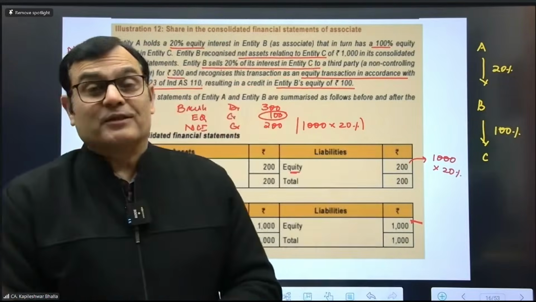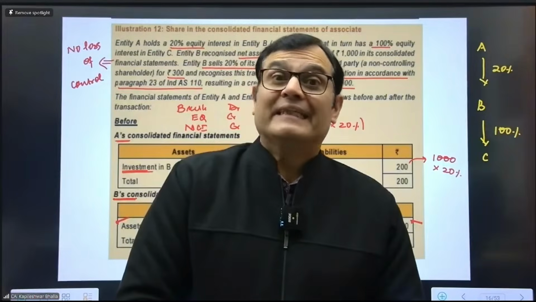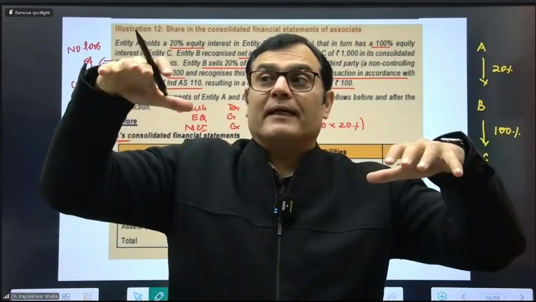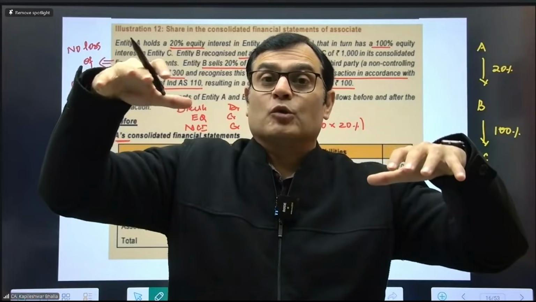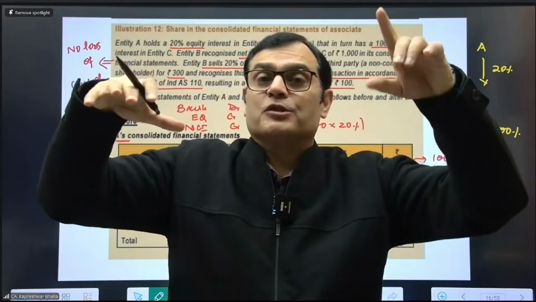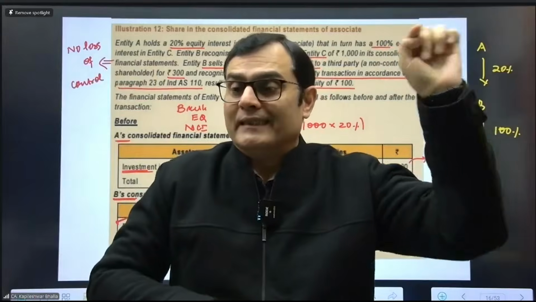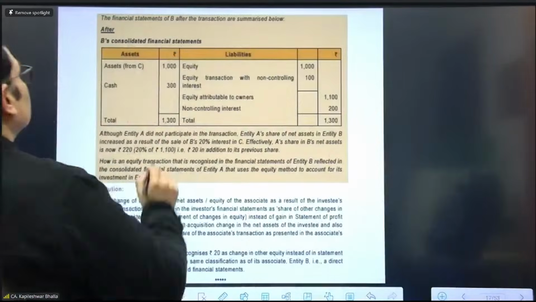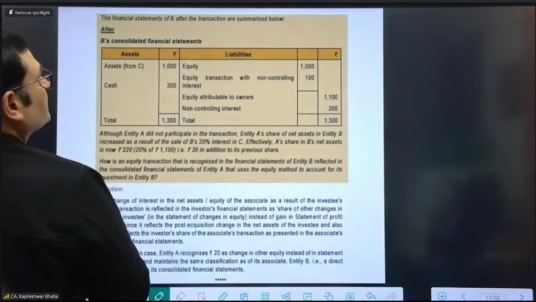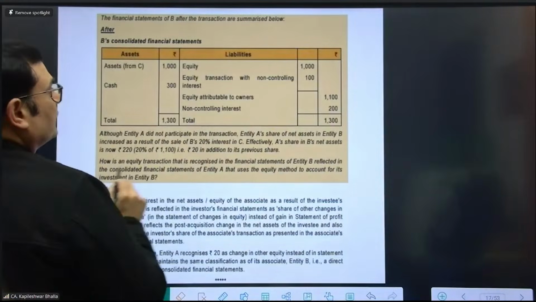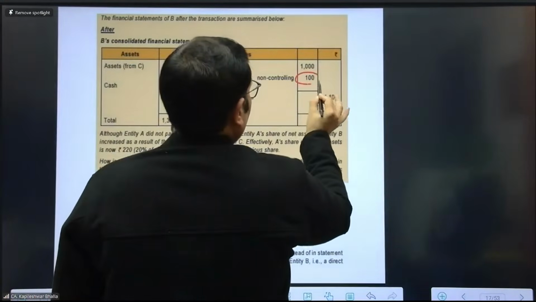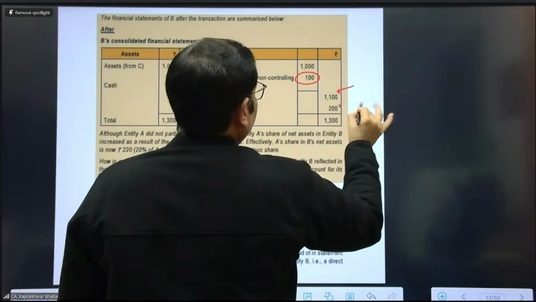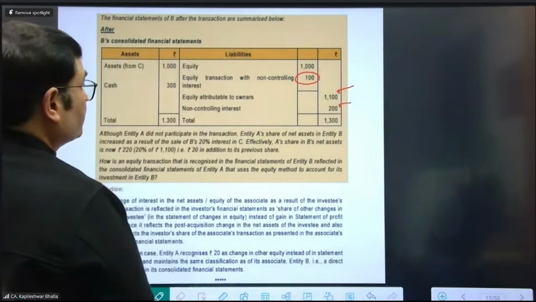Okay, so the answer, of course, is a big yes. If B Limited's equity or net assets went up and there was a credit directly to SOCIE, then even A Limited is going to give a direct credit to SOCIE. That's mirror accounting. Let's see further. It says the financial statements of B after the transaction are given. So this 100 is the profit on sale of the equity. So that becomes 1100, and the NCI now appears at 20%.